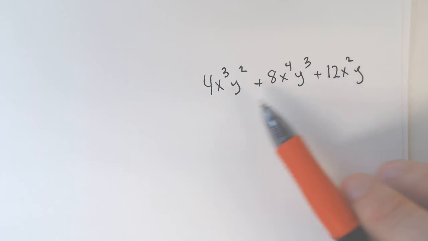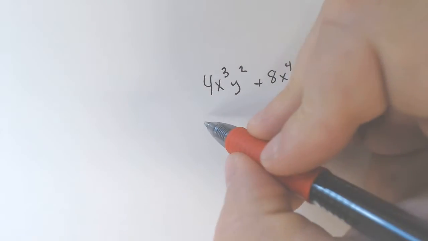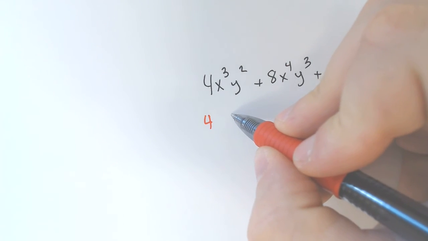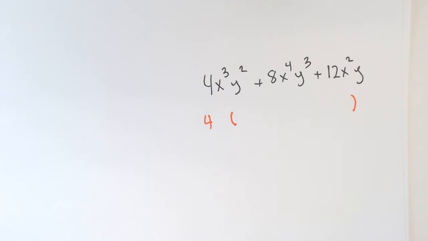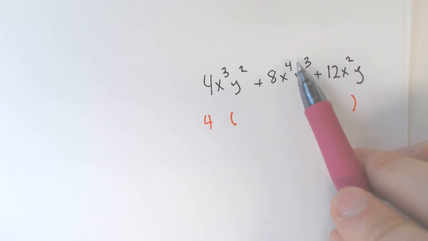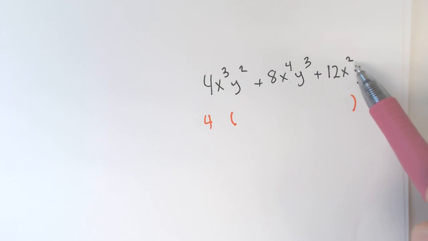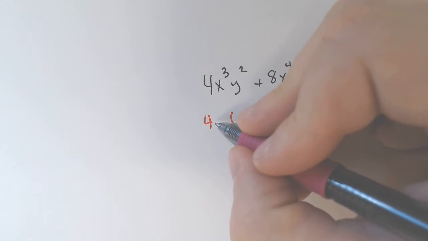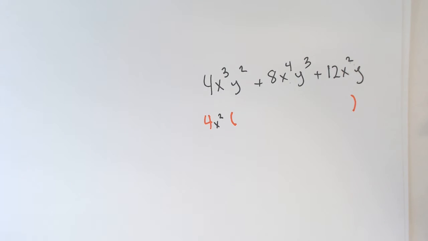First, think about the numbers. Everything can divide by 4. That's a guaranteed. I'm going to start with that on the outside. And then I'm going to look at my x's. I have an x to the third here, an x to the fourth there, and an x squared there. I can't take any more out than I have, and the smallest I have is an x squared, so I can only remove an x squared. I can't take anything more.